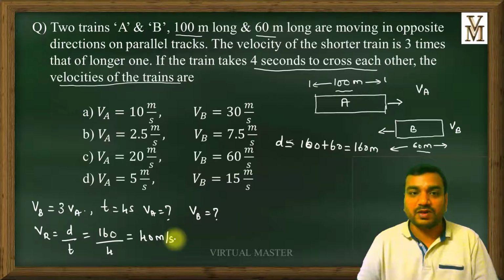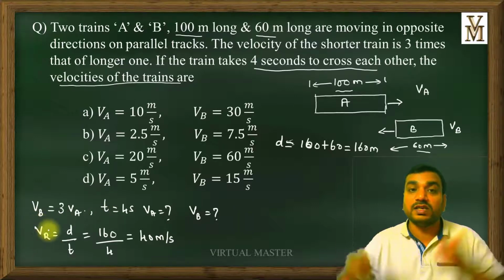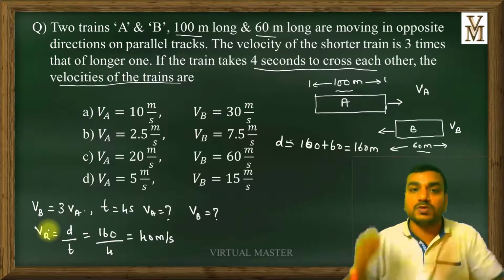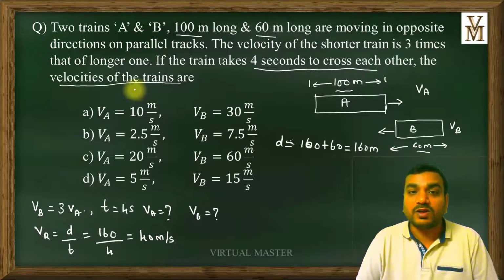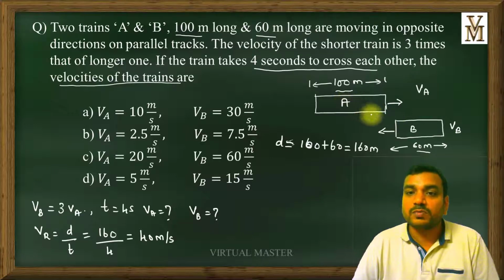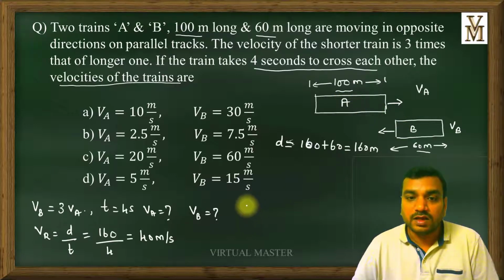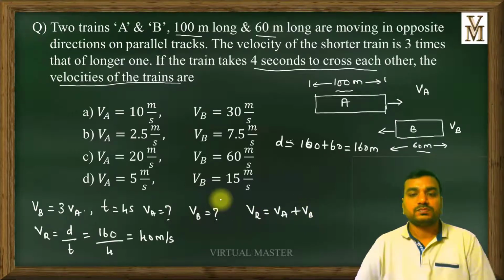Okay, I hope everyone has understood how to get the relative velocity if the two objects are moving opposite to each other. Now, what do we have to find? We have to find the velocities of train A and train B, that is, VA and VB. Since the trains are moving in opposite directions, the relative velocity VR will be equal to VA plus VB.